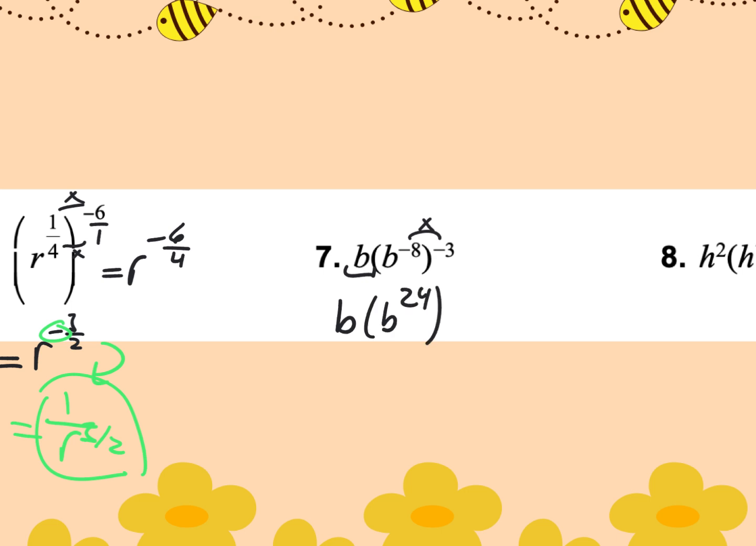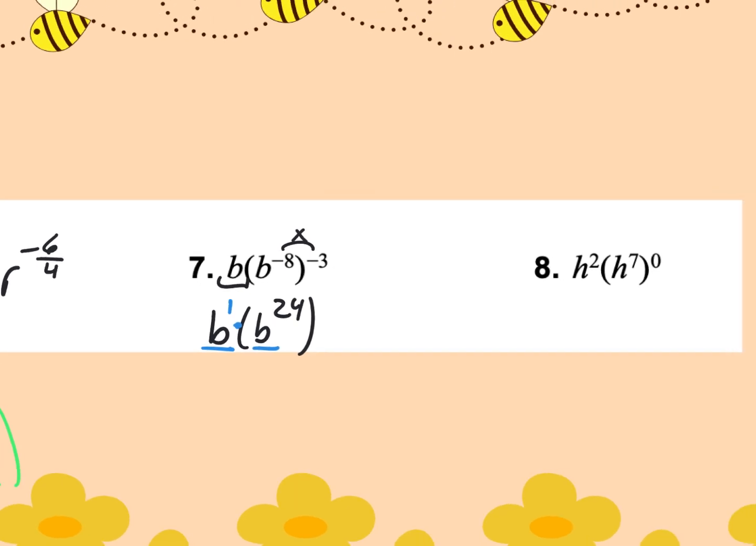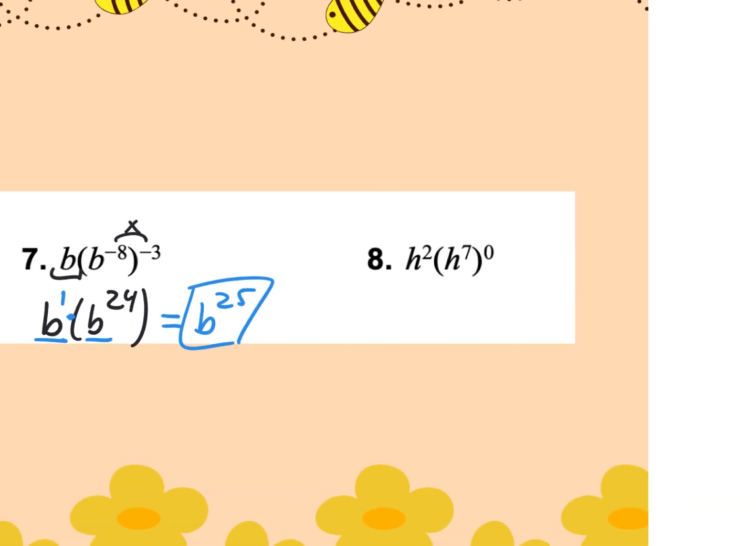All right. And then from here, we still have two b's, right, that are being multiplied. If you're multiplying two b's, you can combine them, right? So to combine these, we are just multiplying by the same base, which means we need to add our exponents. So 1 plus 24 is going to get you 25, so our answer is going to be b to the 25th power.